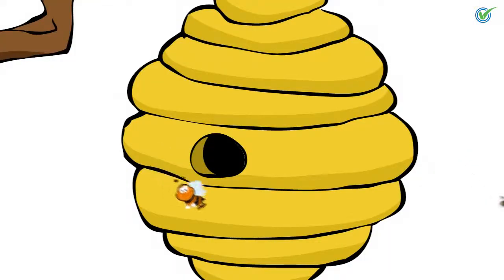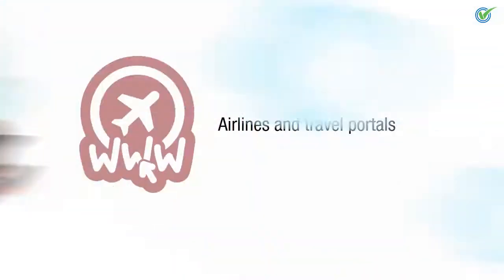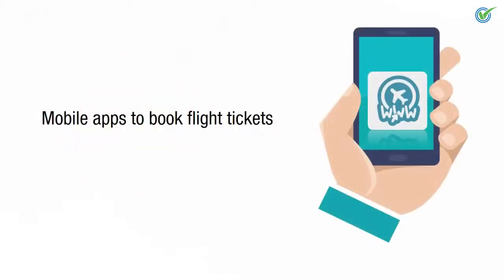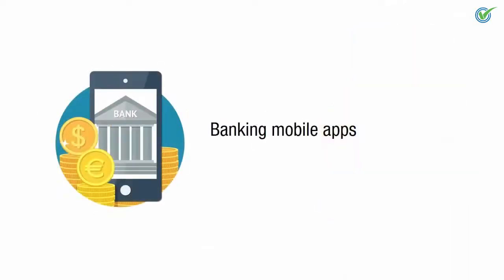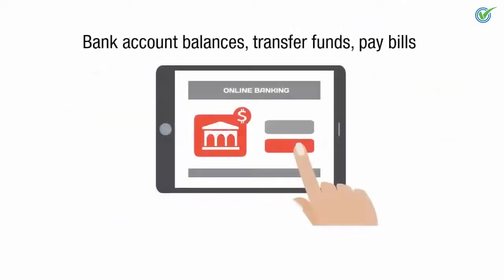Let's look at two examples of business models using smartphones. Several airlines and travel portals have mobile apps to facilitate the ability to book flight tickets using smartphones. Banking mobile apps allow customers to view their bank account balances, transfer funds, pay bills, and complete other common banking activities.